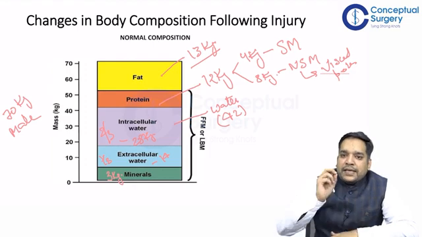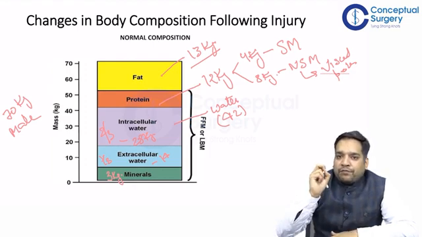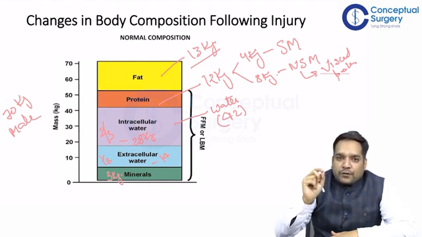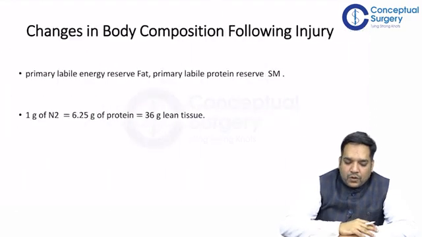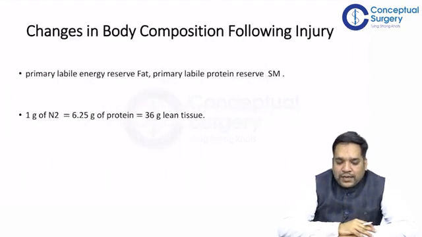So just remember the lean body mass. Lean body mass doesn't contain fat, and protein is divided into 2 parts. One is skeletal muscle of 4 kg, and the other is non-skeletal muscle, which is 2/3 of the protein and also contains the visceral protein. So now moving on to the next slide.